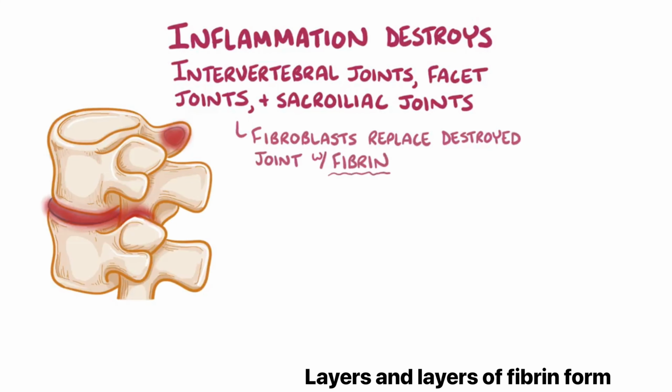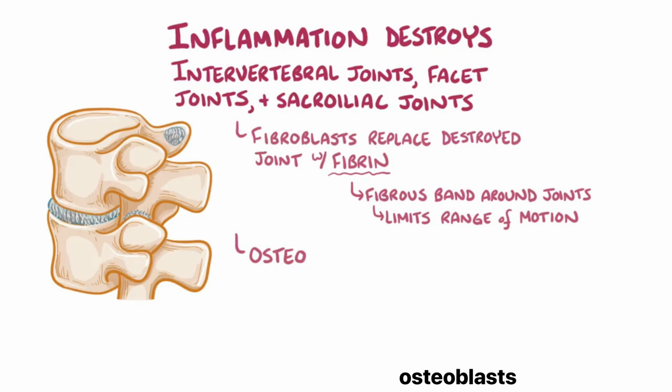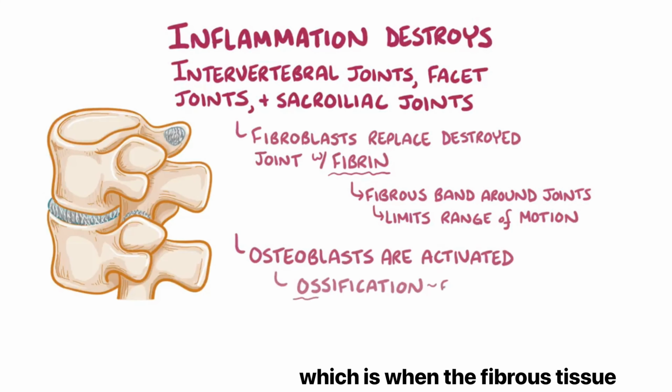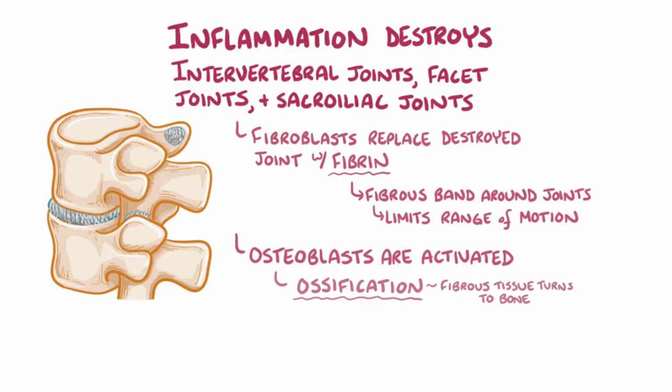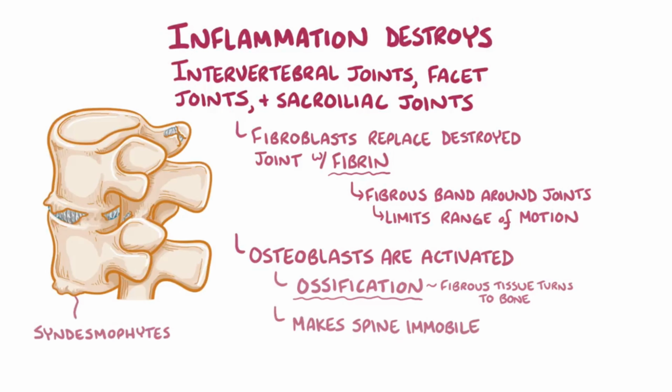Layers and layers of fibrin form a tough fibrous band around the outside of the joints, which limits their range of motion. Eventually, osteoblasts get activated, and a process called ossification will start, which is when the fibrous tissue turns to bone. In the beginning, small bony outgrowths will form at the joint edges, called syndesmophytes. This makes the part of the spine that's affected immobile, and sometimes that can be the entire spine.